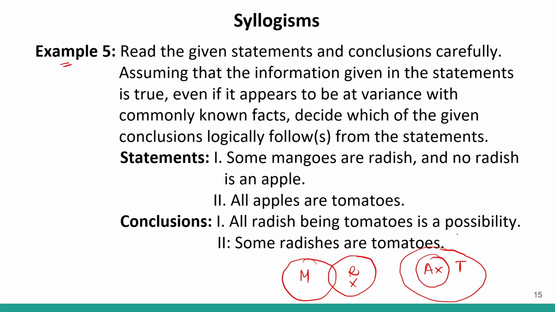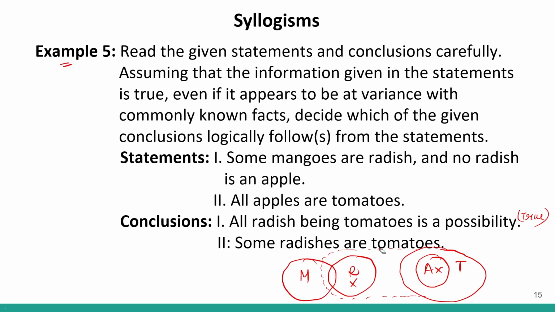All radish being tomatoes is a possibility. Yes, because see, tomato can extend like this. Tomato can extend like this. There is no restriction on tomato. Correct? So all radish being tomatoes is a possibility. This will be true because it can happen.